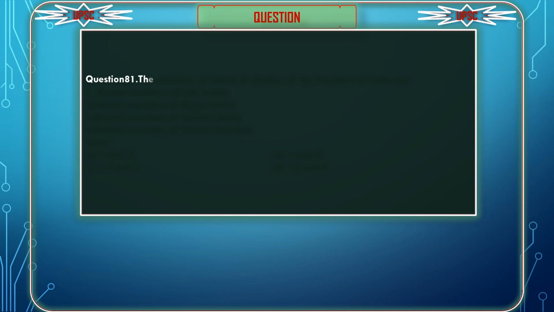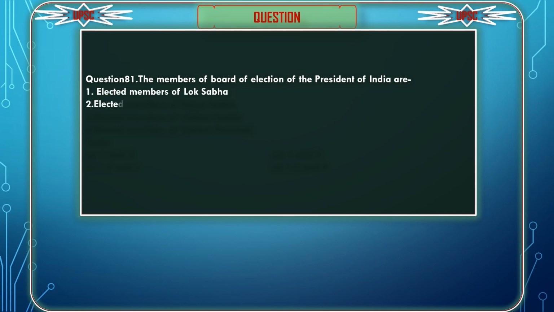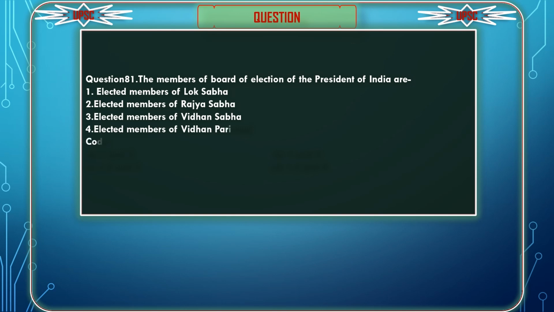Question 81. The members of the Electoral College for the election of the President of India are: 1. Elected members of Lok Sabha. 2. Elected members of Rajya Sabha. 3. Elected members of Vidhan Sabha. 4. Elected members of Vidhan Parishad. Code: A. 1 and 2, B. 1 and 3, C. 1, 2 and 3, D. 1, 3 and 4.